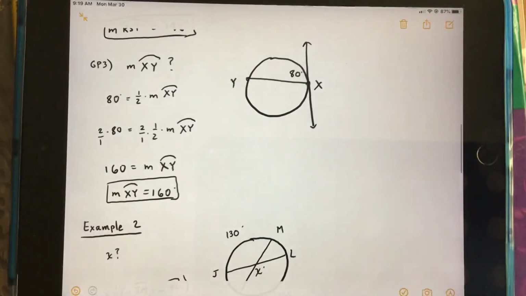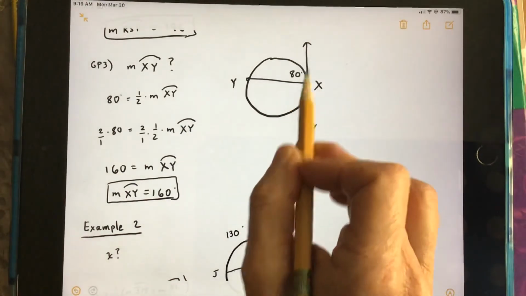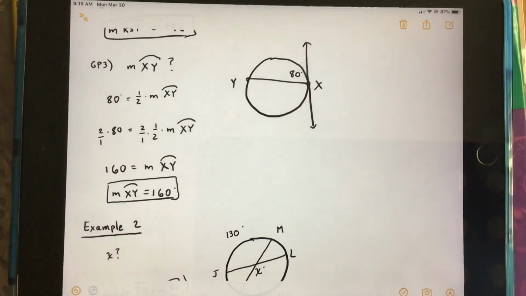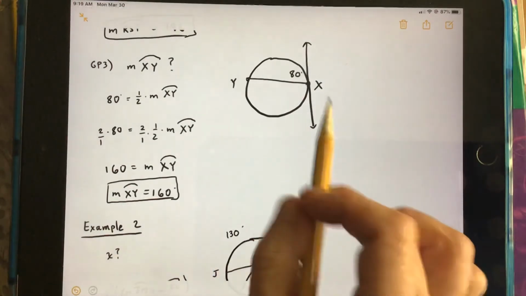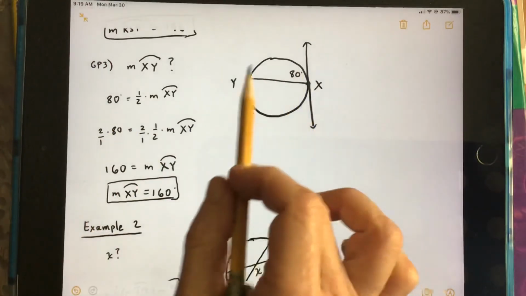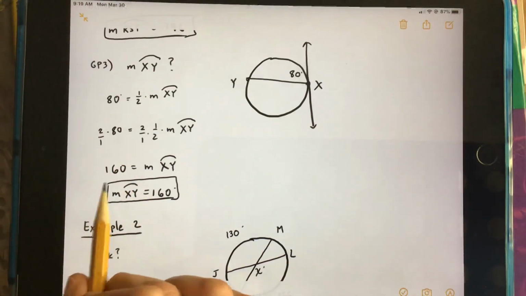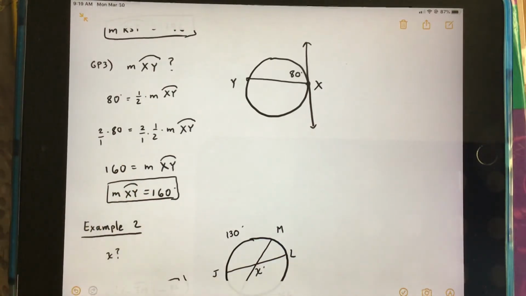All right, here comes our next guided practice problem. What is the measurement of arc XY? Again, we have the angle formed with the chord and the tangent line. That angle is half of the arc that it intercepts, so 80 degrees is half of arc XY. To solve that equation, we multiply both sides by 2. That gives us 160 equals the measurement of arc XY. So the measurement of arc XY is 160 degrees.